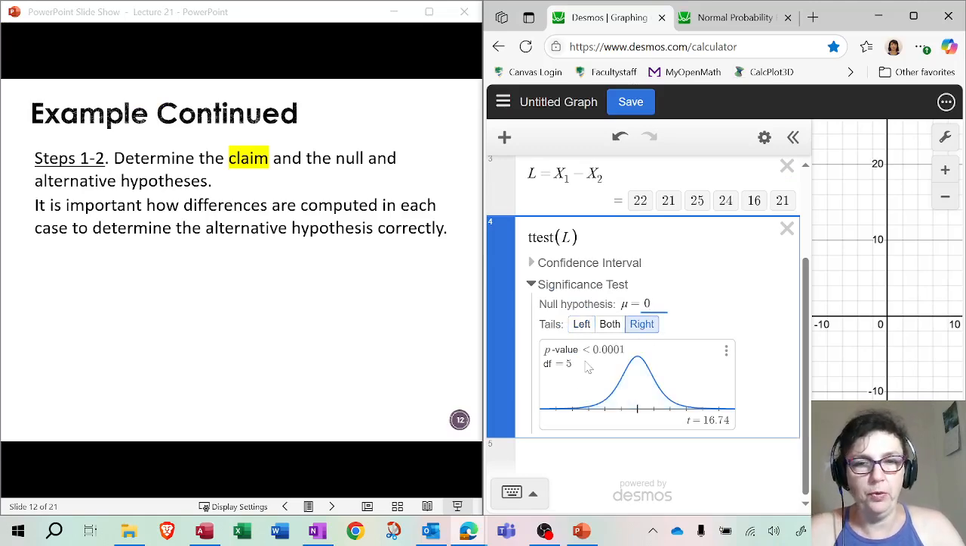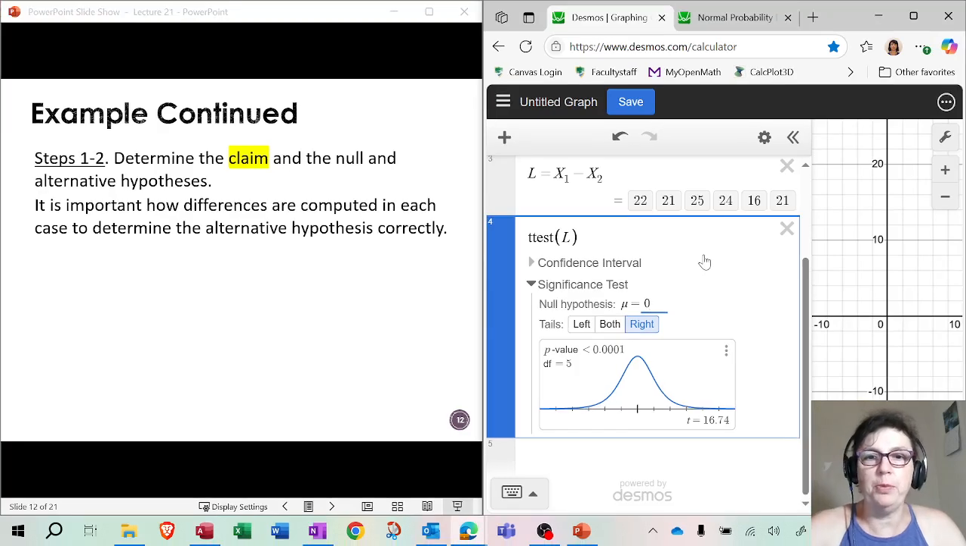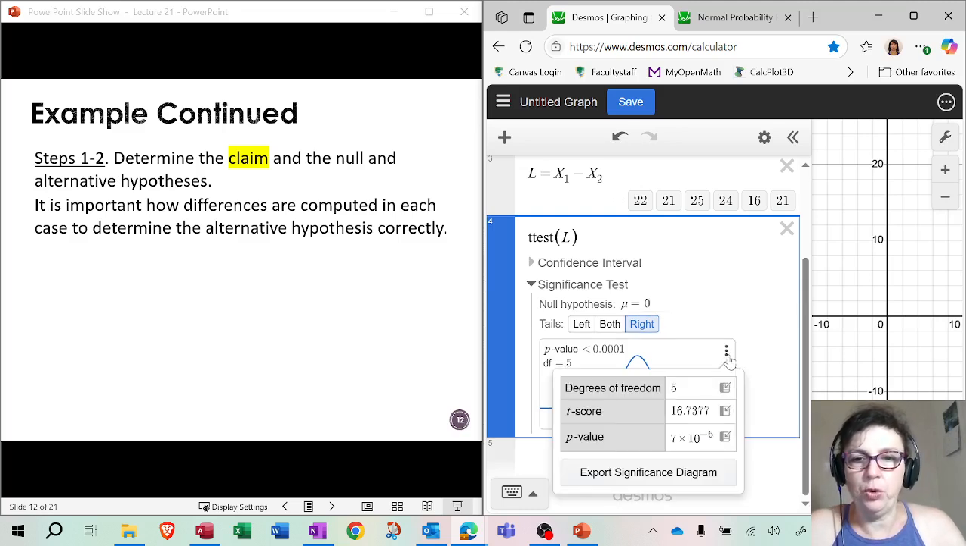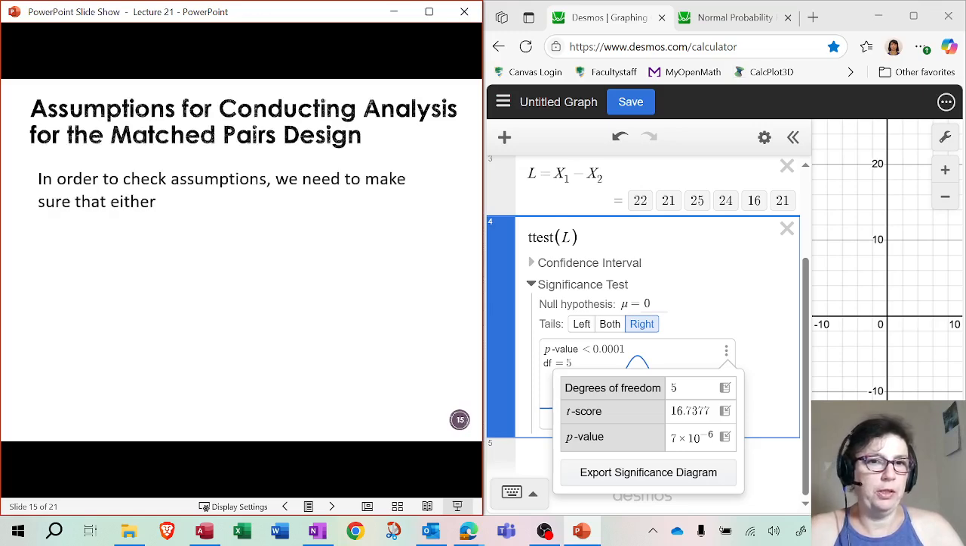What does this p-value mean? Well, it's just very small, which means it's highly significant, which should be happening because your differences are very big. These people lost a lot of weight here. So it definitely makes sense that the p-value is basically 0. If you want more decimal places, you can look under the 3 dots and see your t-score or test statistic. It is huge, it's 16 point something. Overwhelming difference against the null hypothesis, so we're definitely going to reject it, and I will say the weight loss program worked.